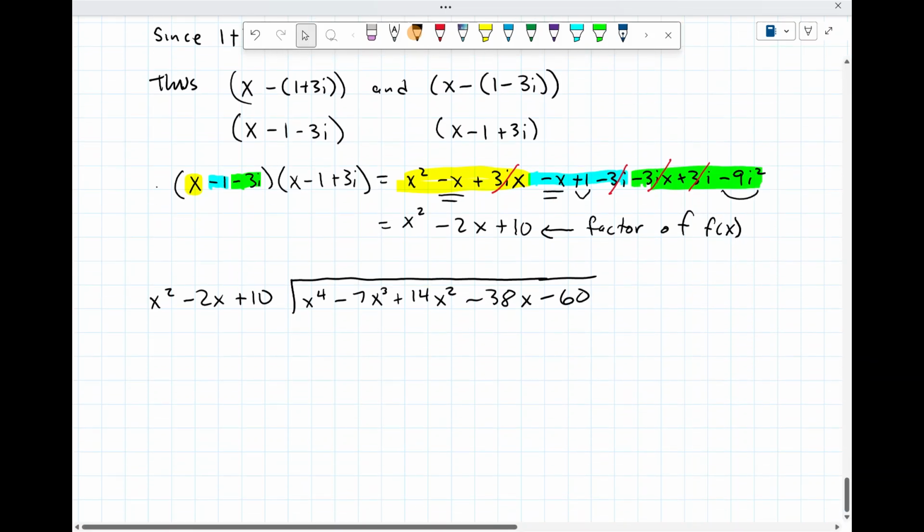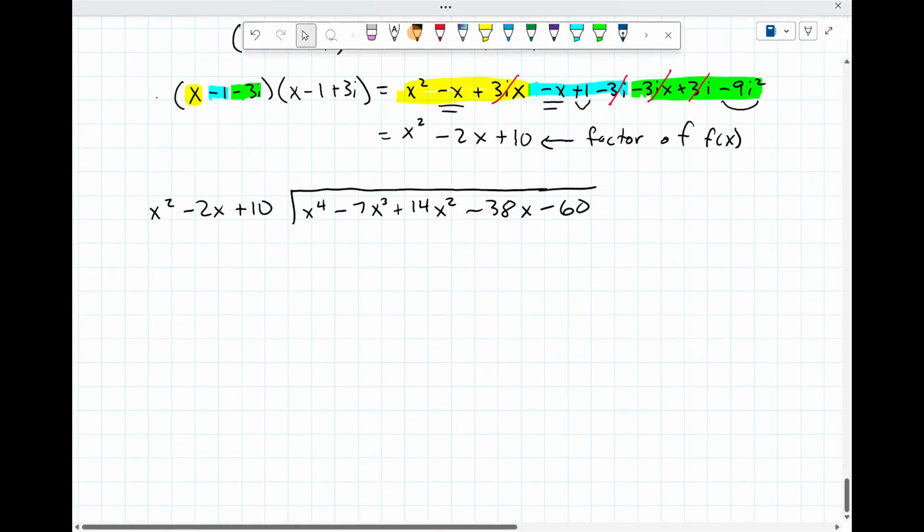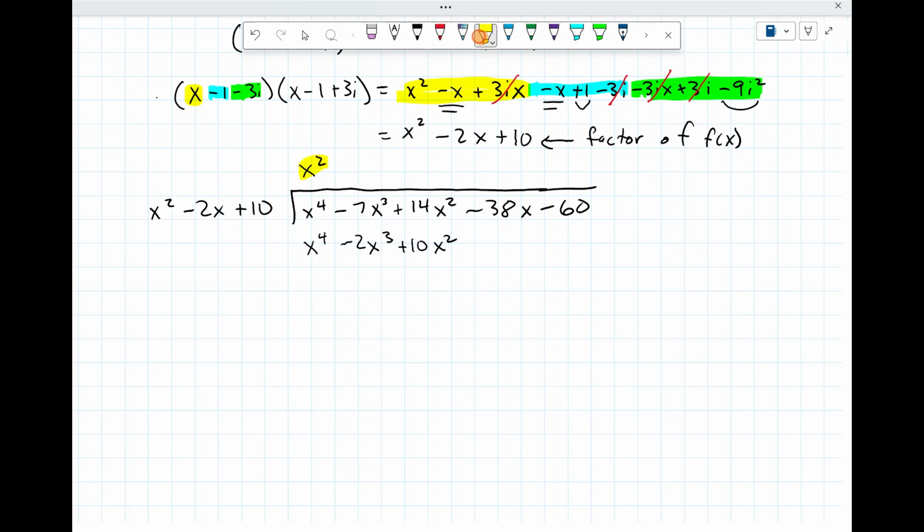All right. So, what do I multiply x squared by to get x to the fourth? The answer would be x squared. And now I'm going to multiply everything on the left by x squared. So x squared times x squared is x to the fourth. X squared times negative 2x is negative 2x to the third. And x squared times 10 will be positive 10x squared.